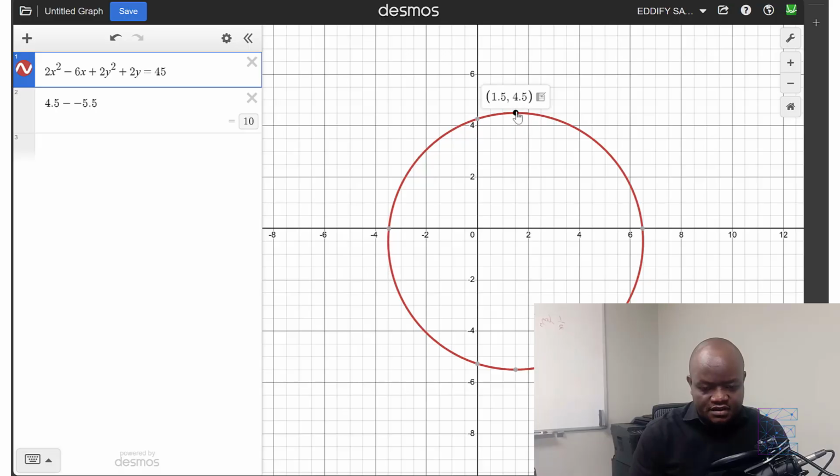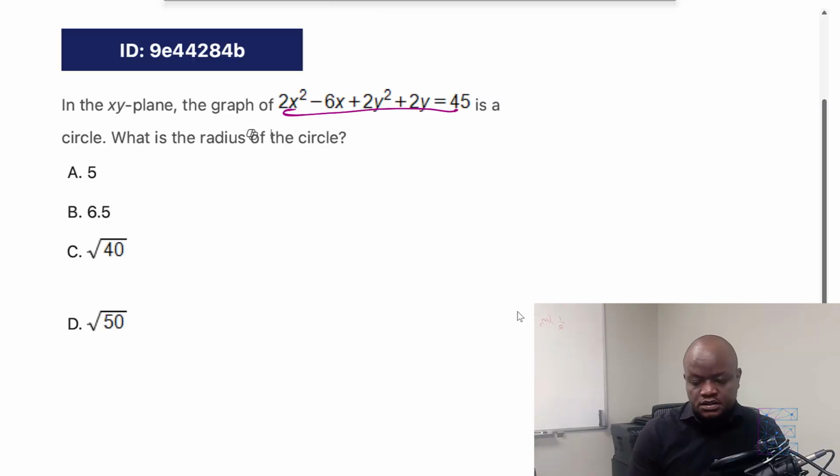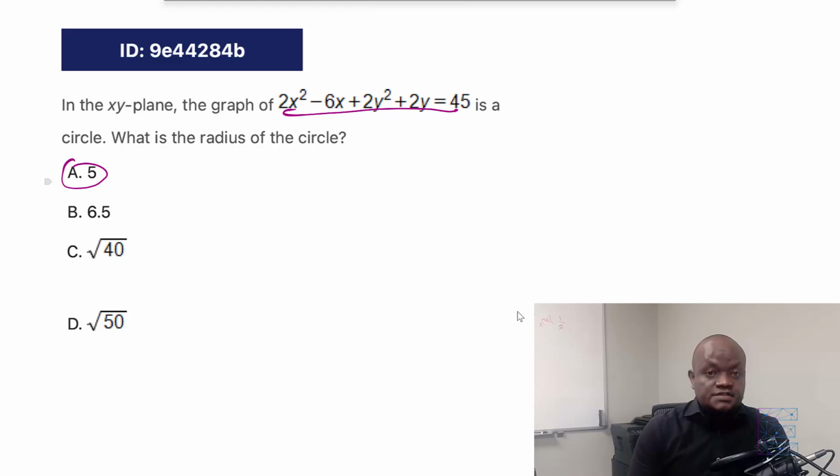So again, that's 1.5, 4.5 over there, and 1.5, negative 5.5 here. The distance between those two points is 10. We only need the radius, so cut that in half. That means the radius will be 5, which is the answer to this question.